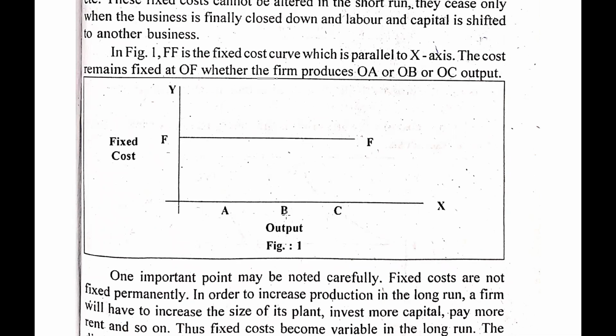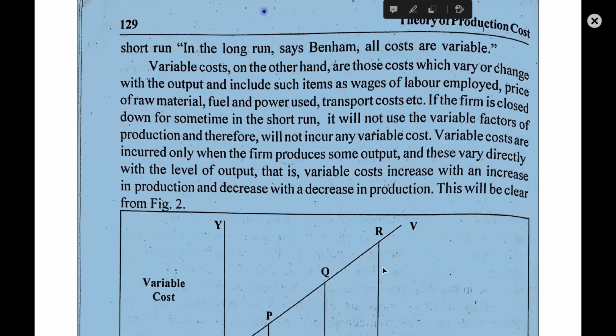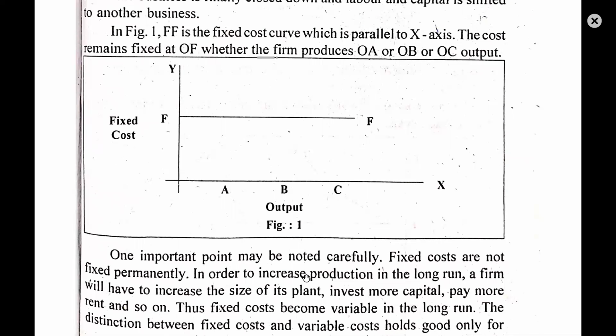If you produce 10,000 units, then also you need to pay 5,000. And if you produce 20,000 units, then also you need to pay 5,000. So fixed cost will remain the same. It is not altered with the changes in the output. One important point may be noted carefully: fixed costs are not fixed permanently.